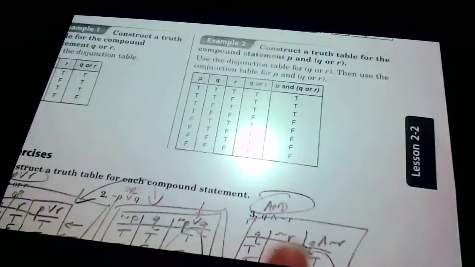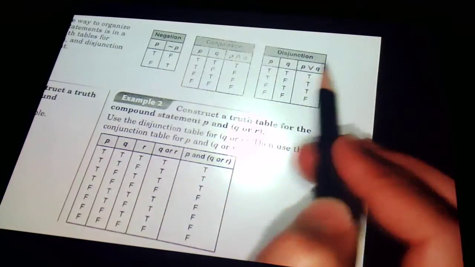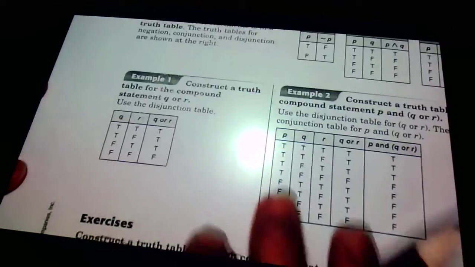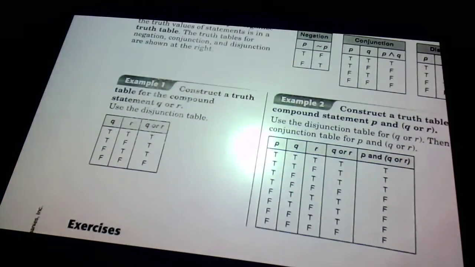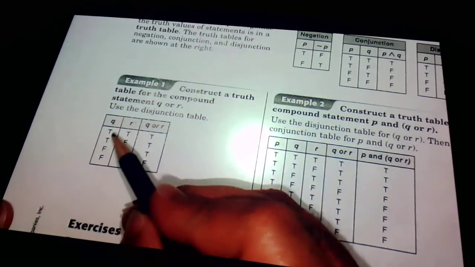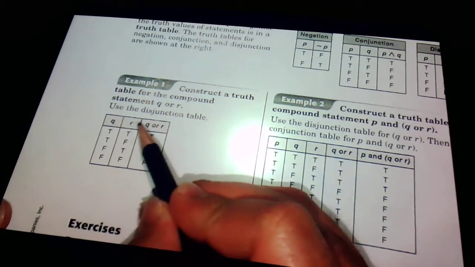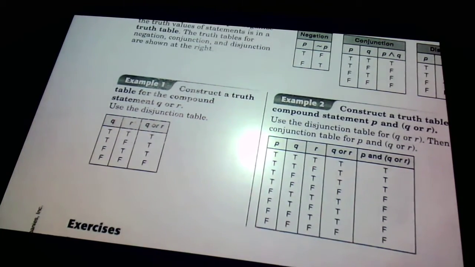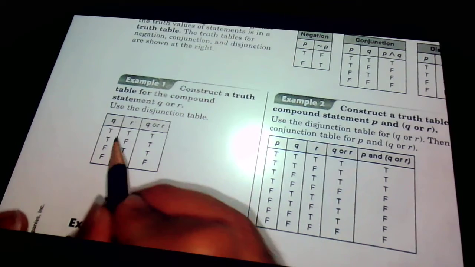All right, constructing truth tables on the back. A little bit weird. It walks you through up here what negations and conjunctions and disjunctions look like. I do it a little bit different than the book. You can do it this way. All right. I'm going to write a disjunction for Q or R. So basically, here's how it works. You've got to think about a statement Q and a statement R, kind of like what we're doing on the front page. And you got to look at it this way.